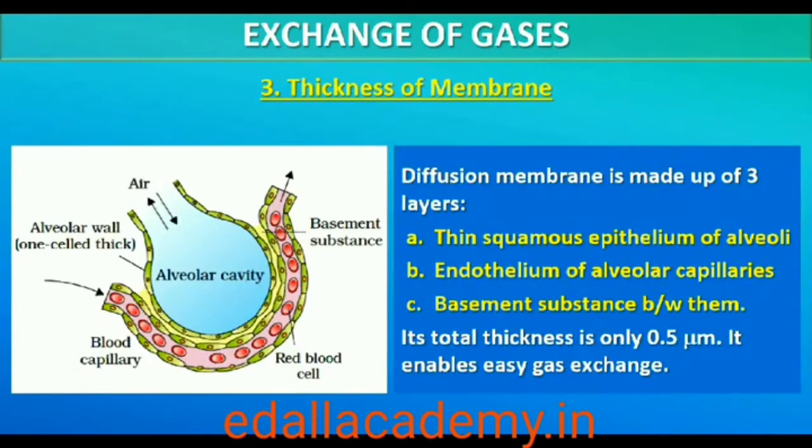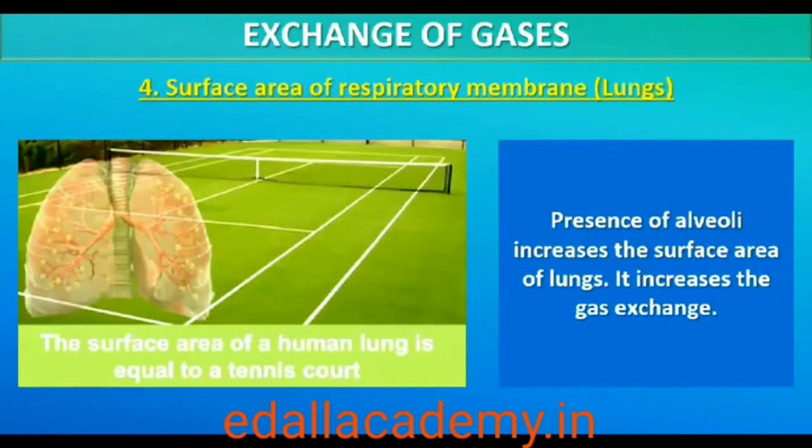The diffusion membrane is made up of three major layers, namely, the thin squamous epithelium of alveoli, the endothelium of alveolar capillaries and the basement substance in between them. However, its total thickness is much less than a millimeter. Therefore, all the factors in our body are favorable for diffusion of O2 from alveoli to tissues and that of CO2 from tissues to alveoli.